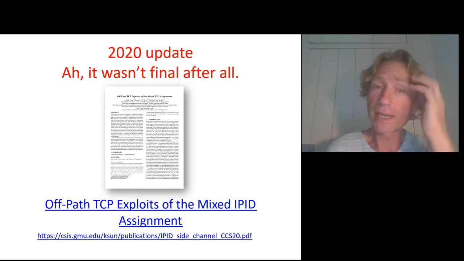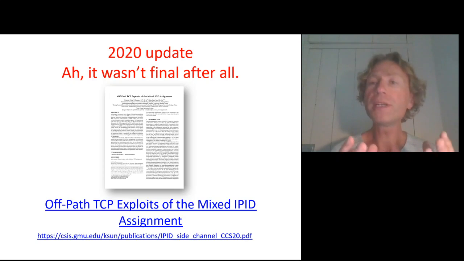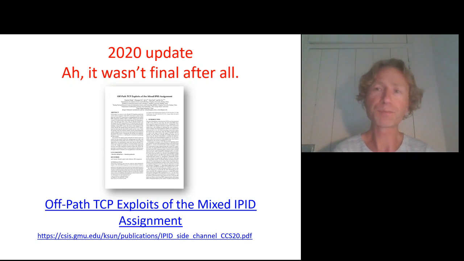But it turns out that this is not the end. And this is another important lesson in security. Very often, once people are aware of a principle that they can use for an attack, they will, even after a fix, look for new ways to still abuse a similar principle, or the same principle, but in a slightly different way. And this is what's happened in this attack that came out in 2020 and is published at the CCS conference in the fall. And it's called Off-Path TCP Exploits of the Mixed IP-ID Assignments.